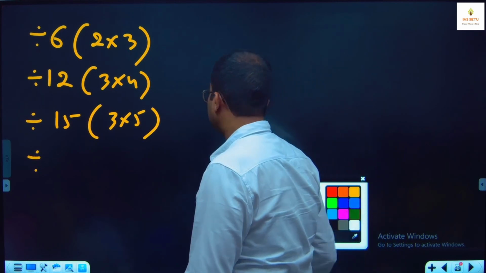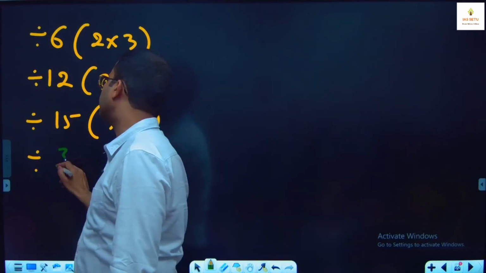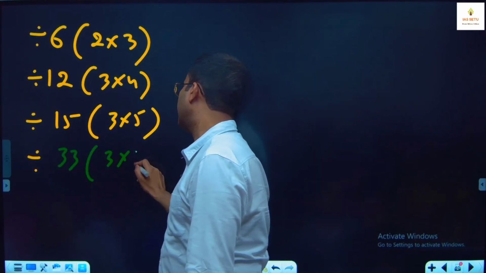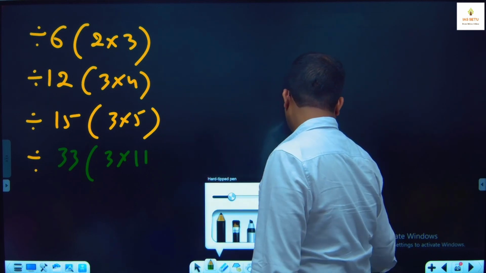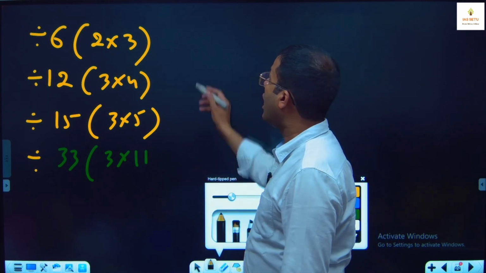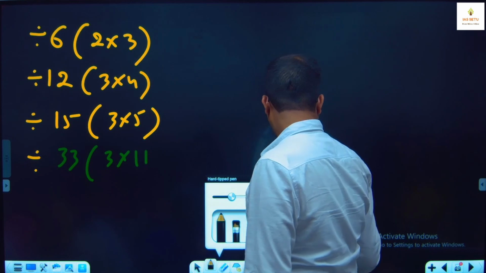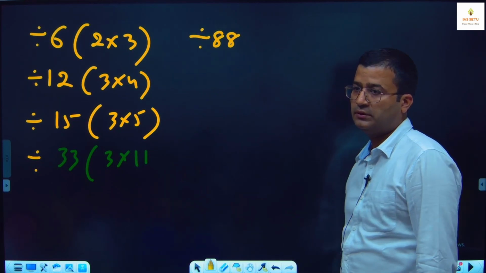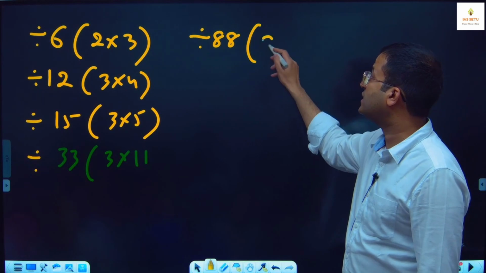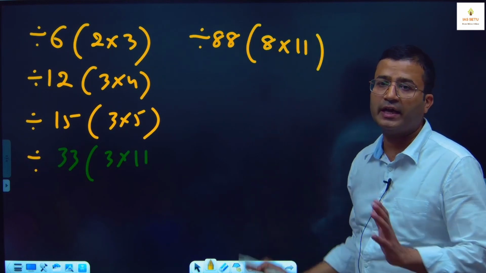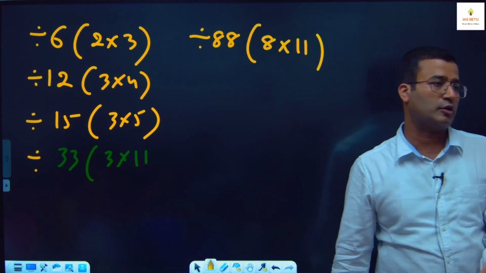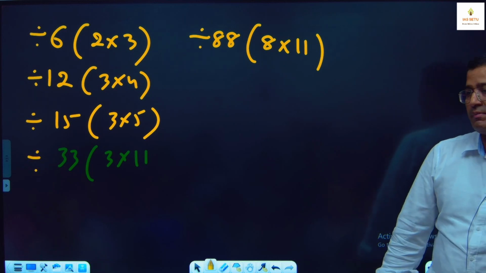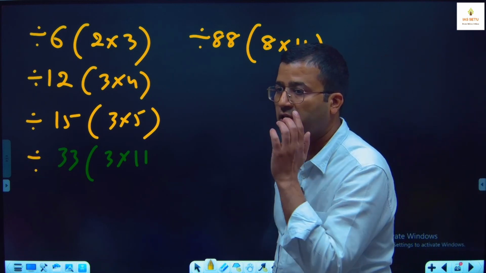How will we check divisibility of 33? 3 and 11. How will we check divisibility of 88? Although I have not told you in the class, 8 and 11 will help you, because 8 and 11 are co-prime. If any number is divisible by 8 as well as 11, it is divisible by 88.